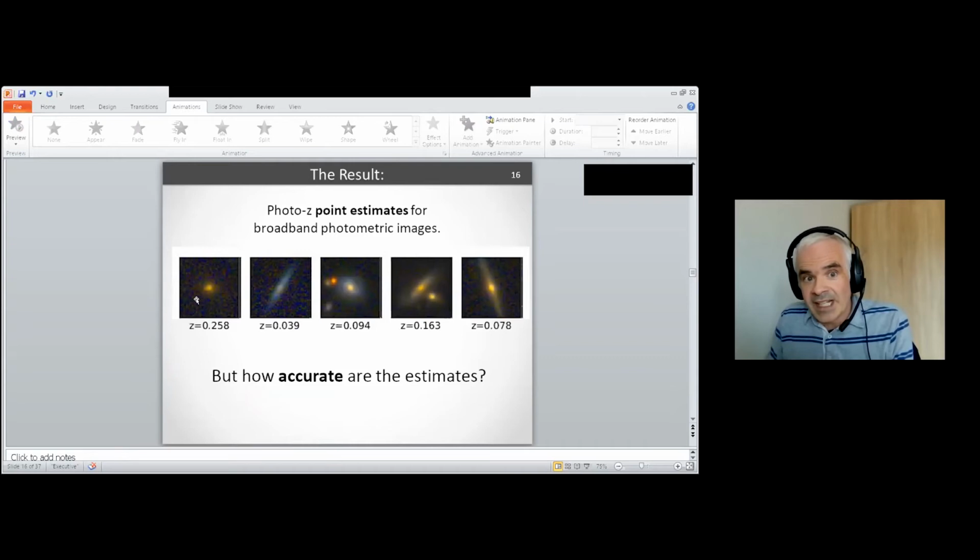So our result really is we've got all our photometric images, and now we actually have an estimated redshift and an estimated distance. So we seem to be in business. But a key question is, how accurate are these really?